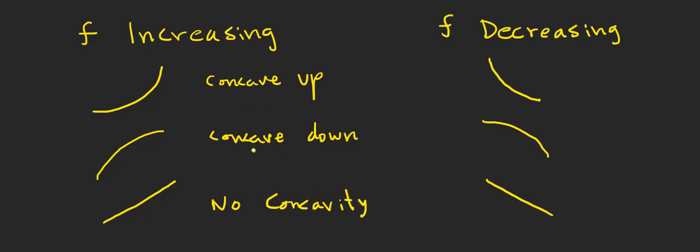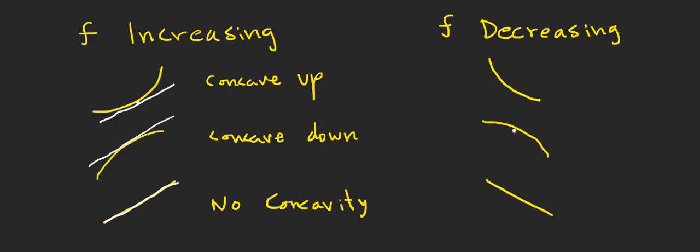How do you know whether it's concave up or down or no concavity? If you draw a tangent line to a point, and if the graph of f is above the tangent line, then we say it's concave up. Notice this tangent line right here, and there's a graph f. This graph is below the tangent line, that's why it's concave down. And this one has no concavity because if you draw a tangent line, there's no graph above or below, so there's no concavity.